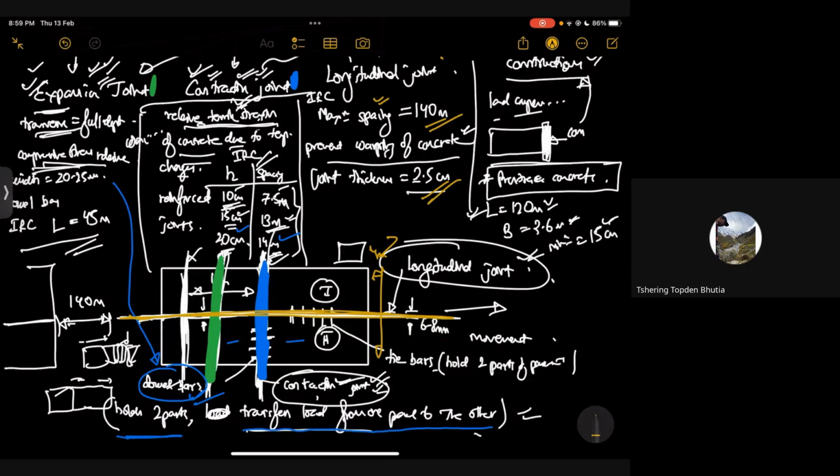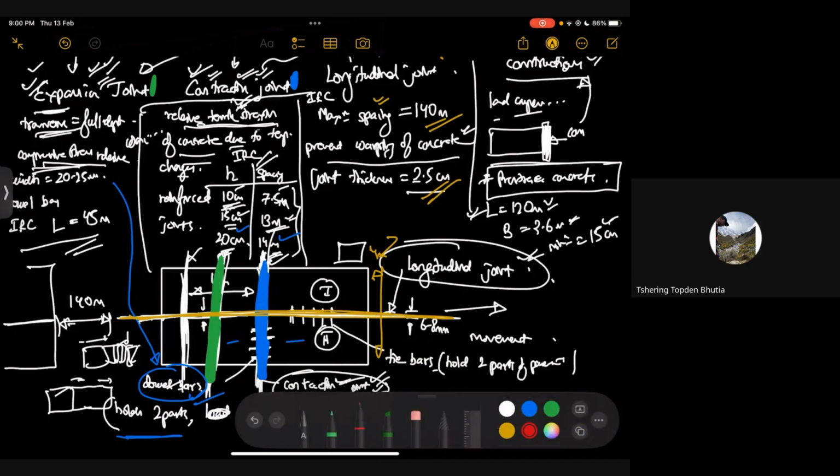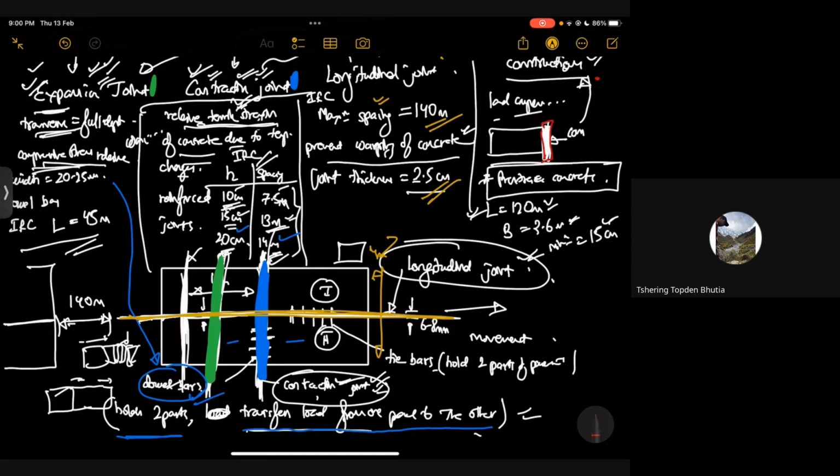And finally we have something called a construction joint. When there is an abrupt ending due to lack of land availability or due to some breakdown of machinery, the joint we create is called a construction joint.